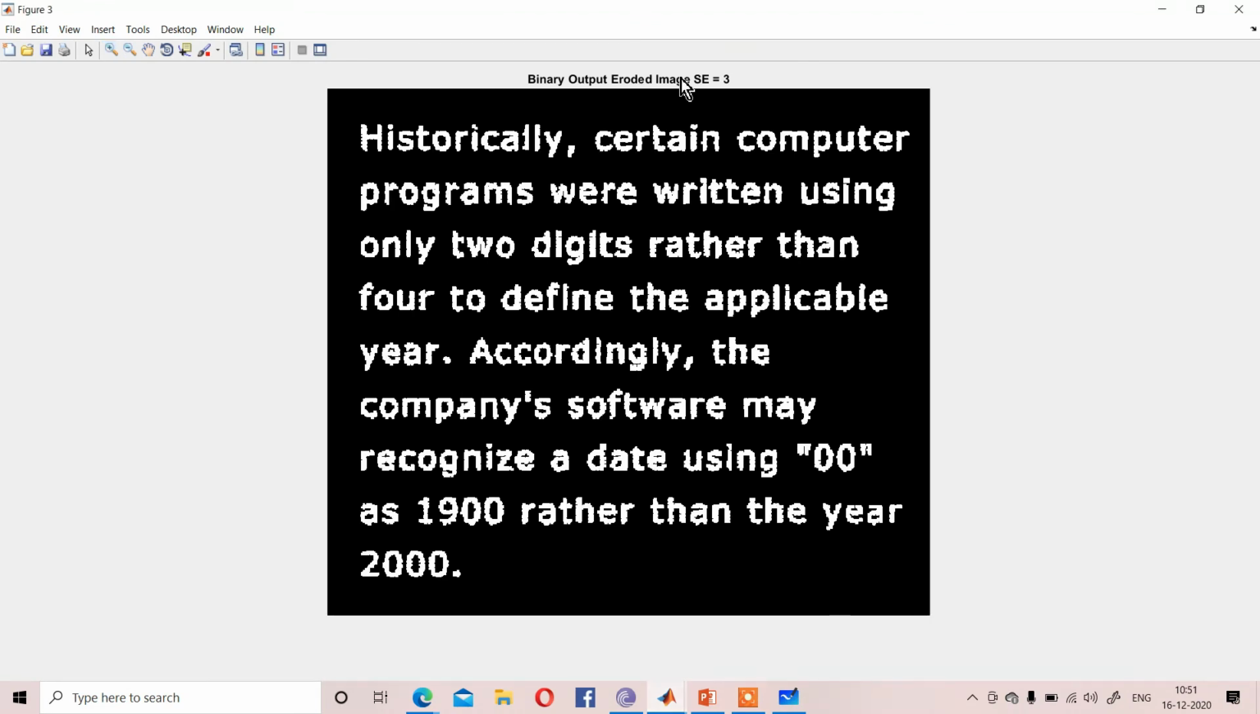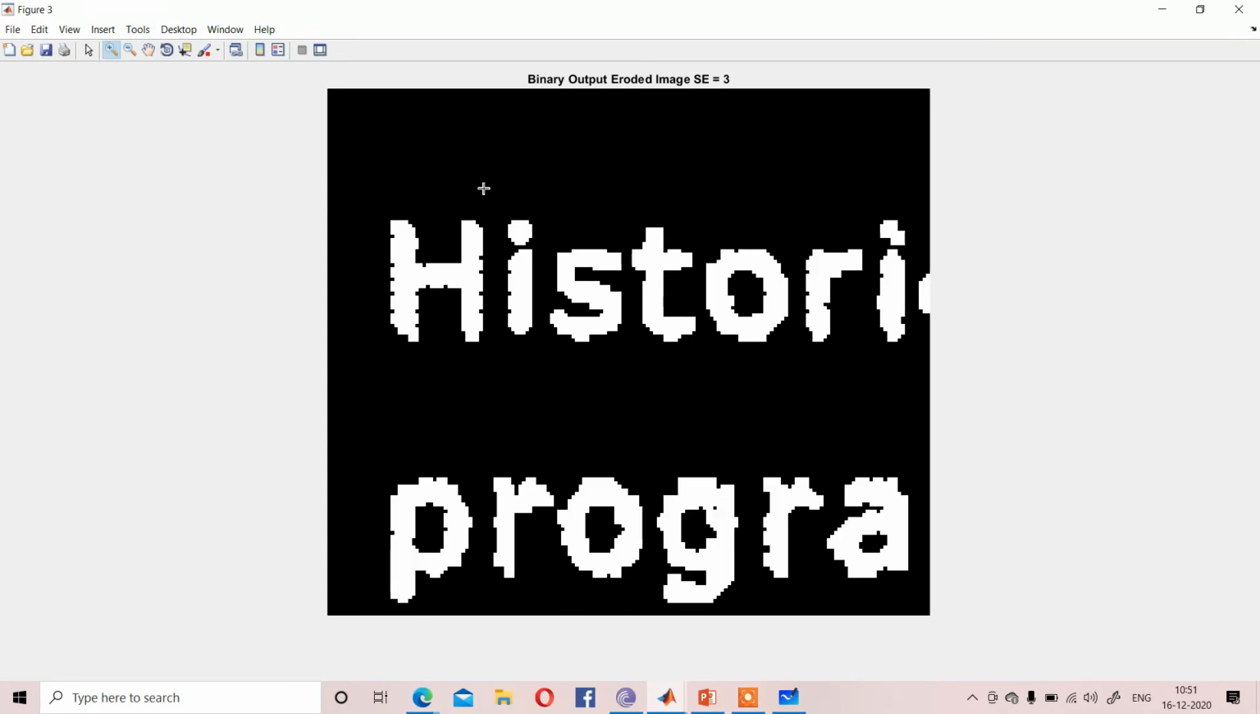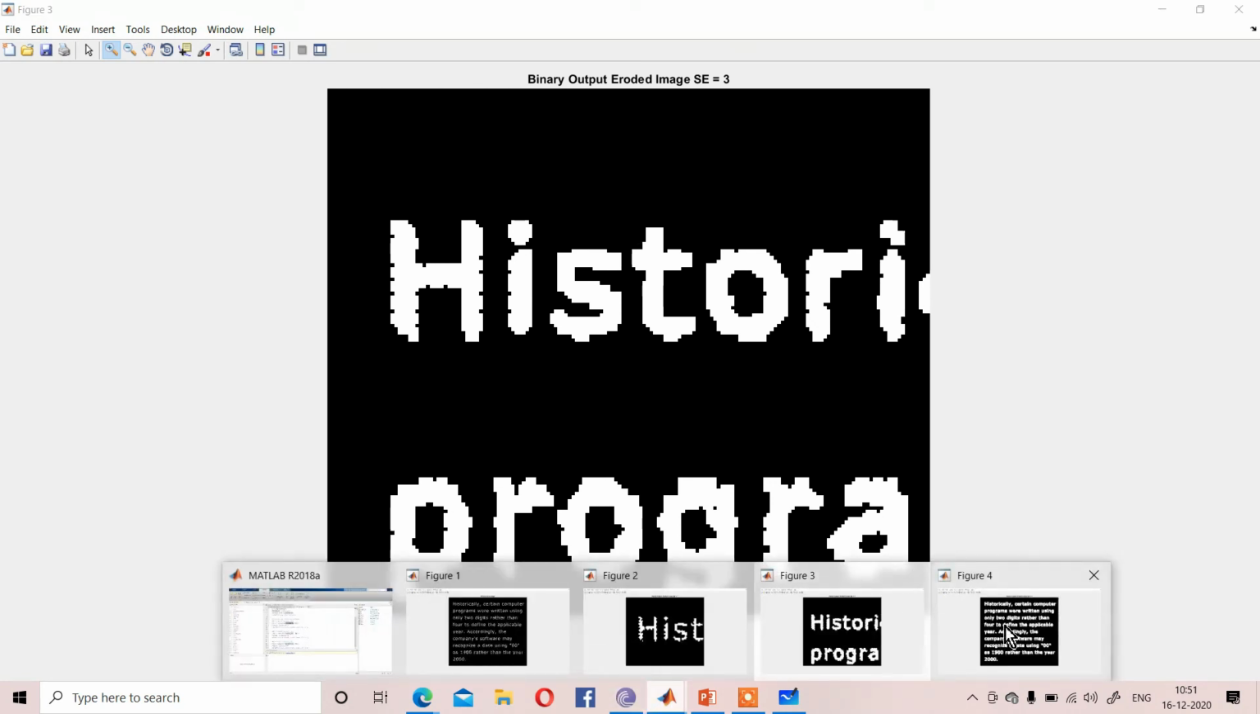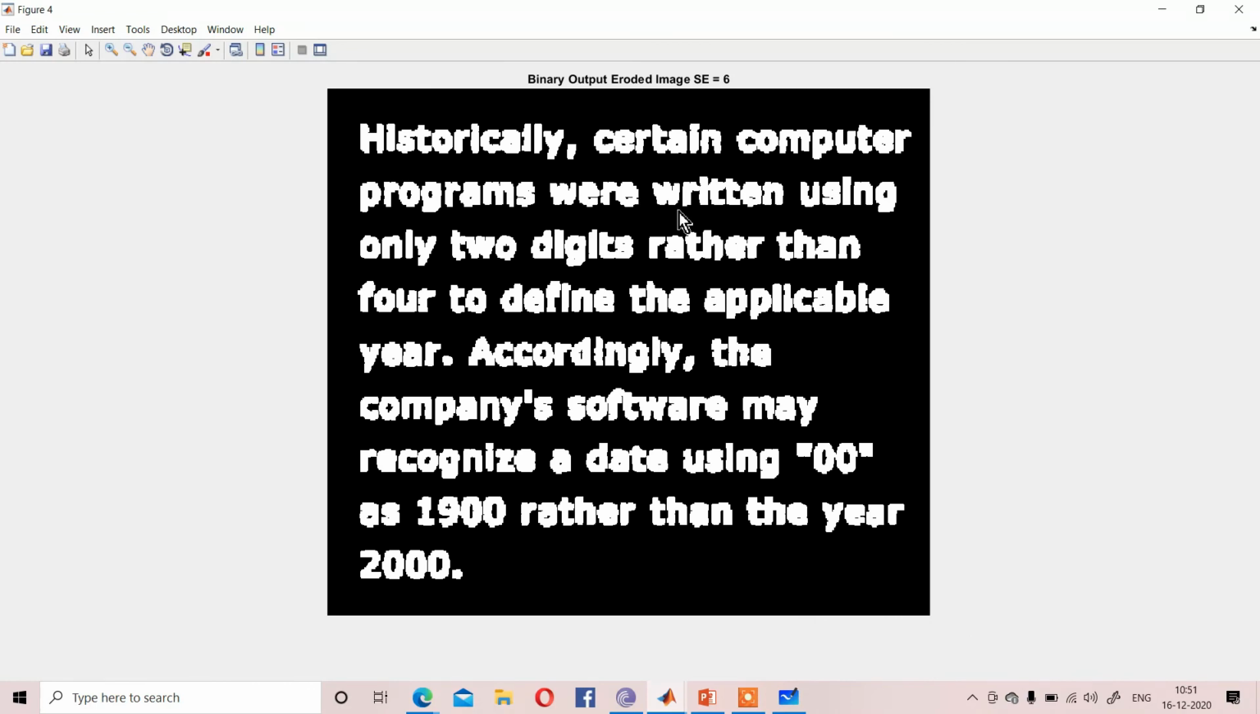See, when we are considering the structuring element 3, the gap is filled up. But with that the size of the letter is also increasing. The gap is filled up and the size is also increasing. Now again if we increase the structuring element, we can see the change in the letter. It is getting bold. So if you change the structuring element, it is continuously adding pixels over the image. That is the effect of dilation.